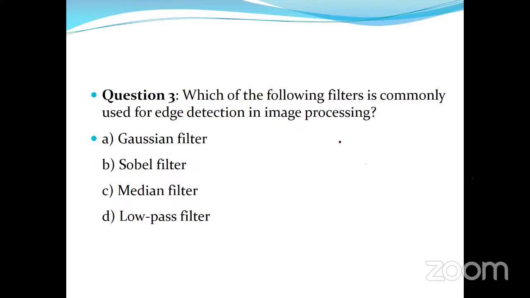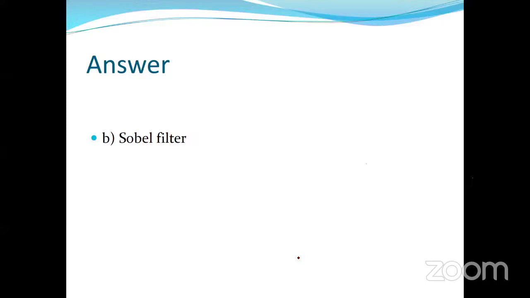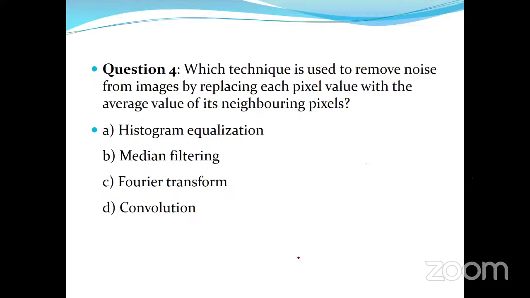The third one is, which of the following filters is used for edge detection in image processing? Any answers? People have answered Gaussian filter. Okay, let us check. Somebody said it is Sobel filter. Merlin said it is Sobel. We'll say Merlin is correct. Sobel filter. Good.